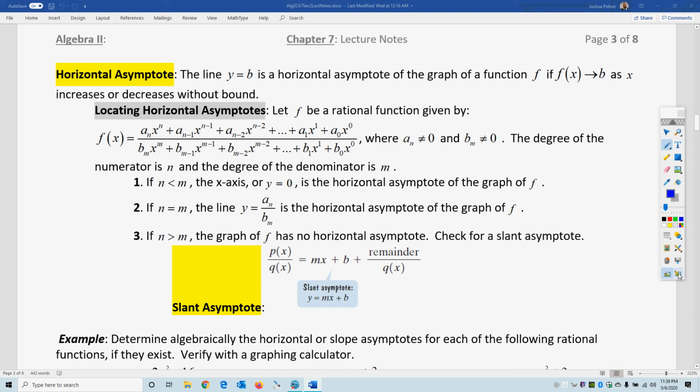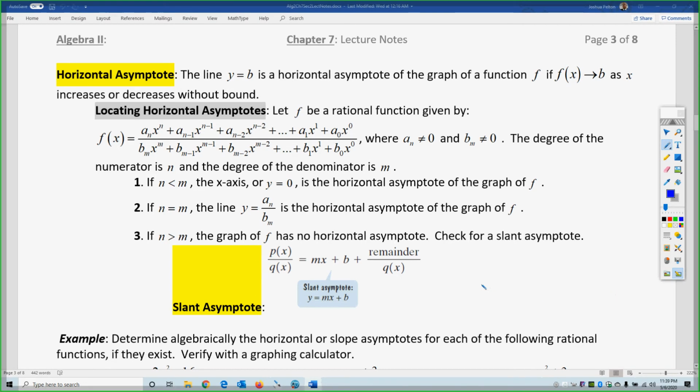This is Professor Pelton. This is Algebra 2, Chapter 7, Section 2, Graphing Rational Functions. This is part 3 of the video. Now, before we get to the graphing, the last thing we need to do is analyze horizontal and slant asymptotes.